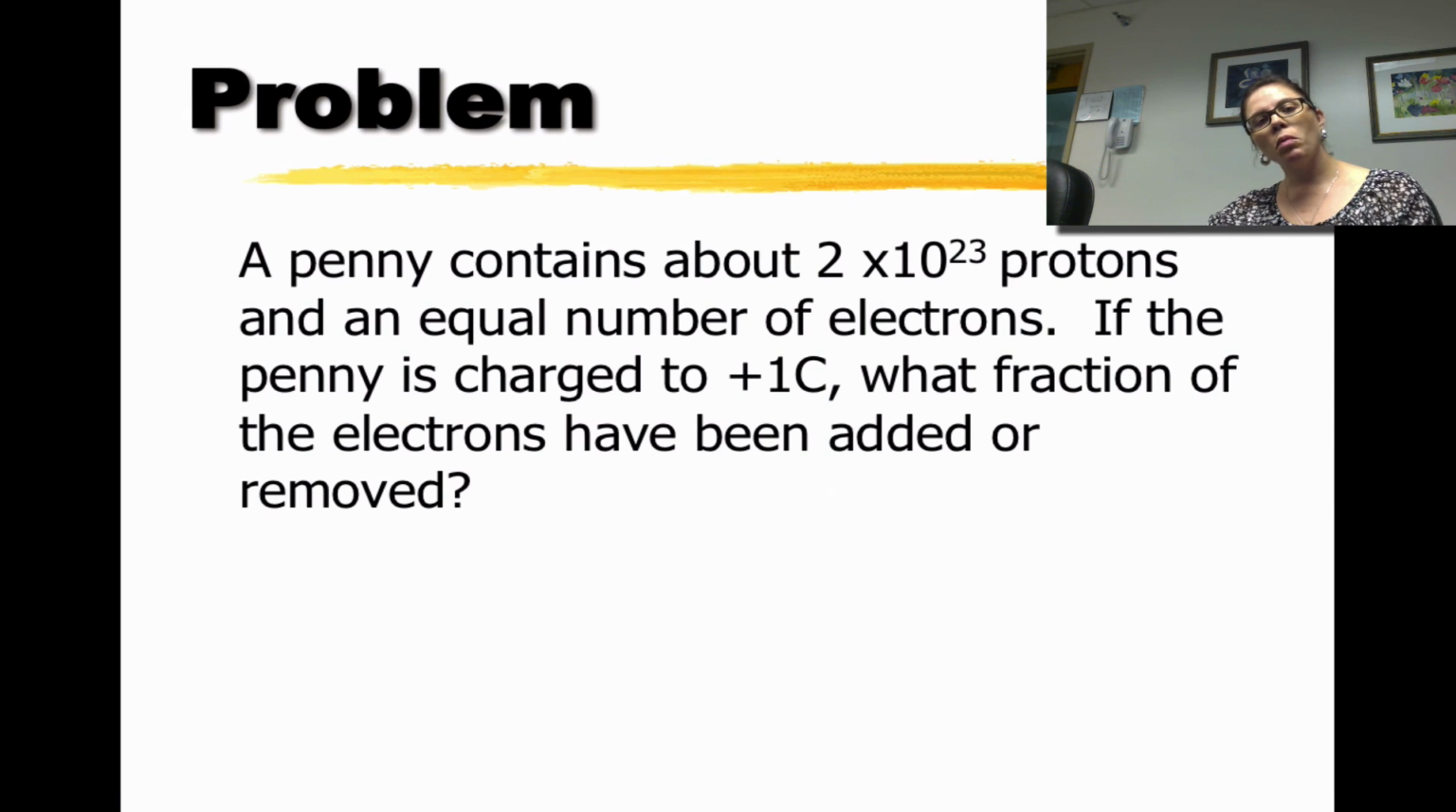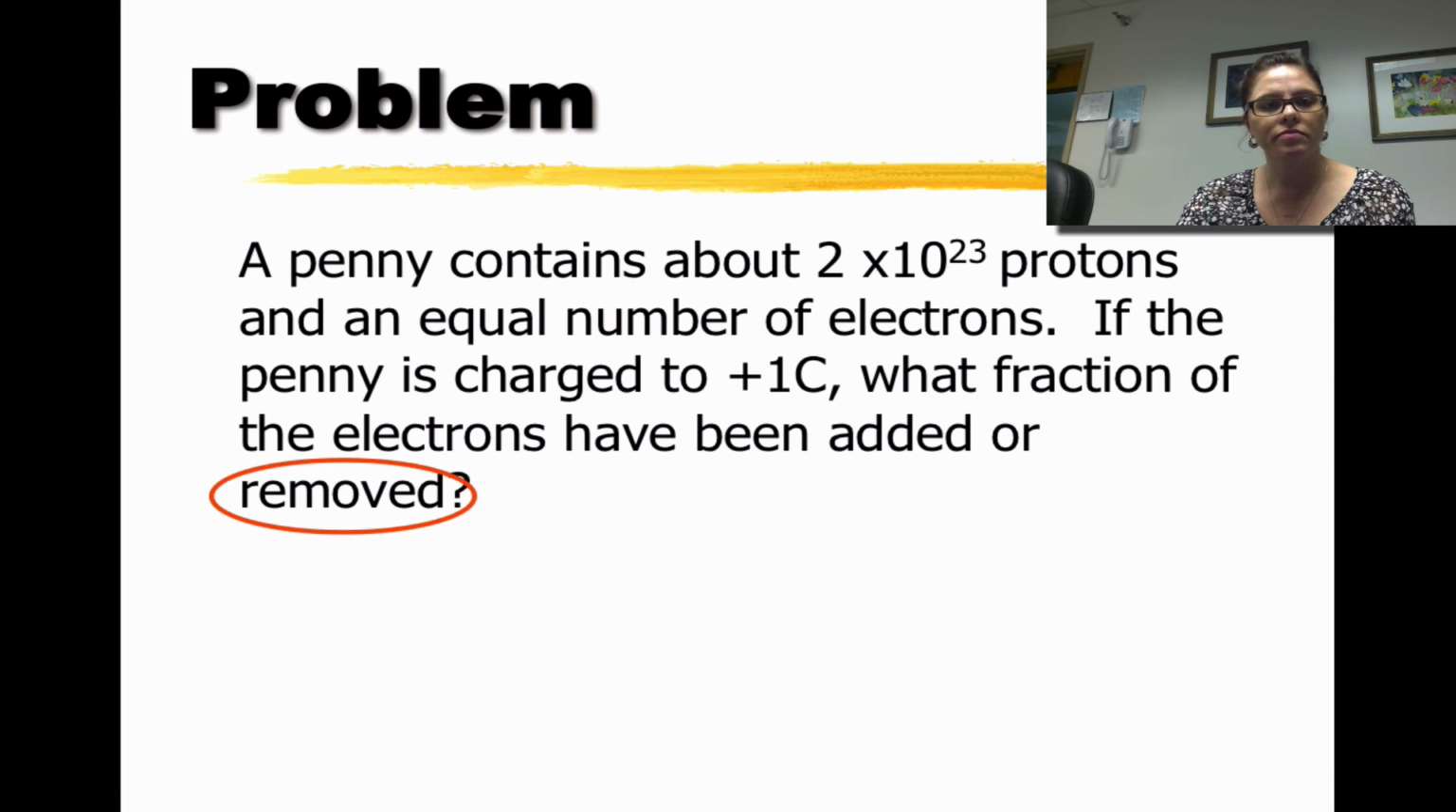So let's work out one problem here, and then let's just get this one example. A penny contains 2 times 10 to the 23 protons and an equal number of electrons. If the penny is charged to 1 coulomb, what fraction of the electrons have been added or removed? Okay, so remember we talked about 1 coulomb being a big, huge charge.